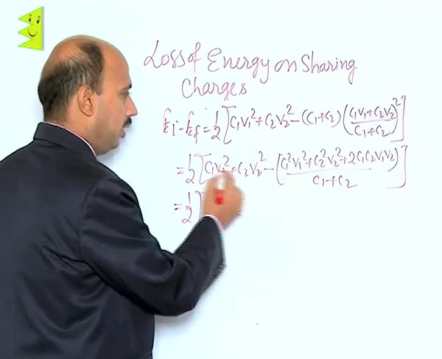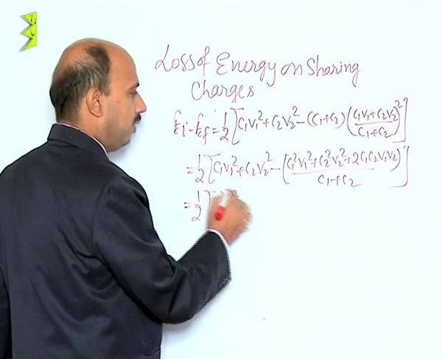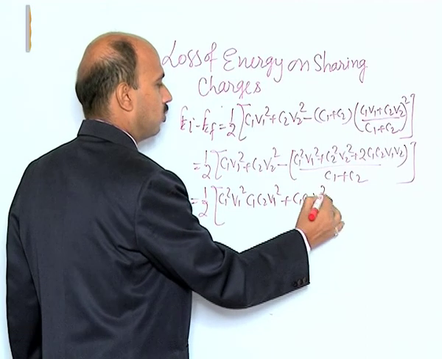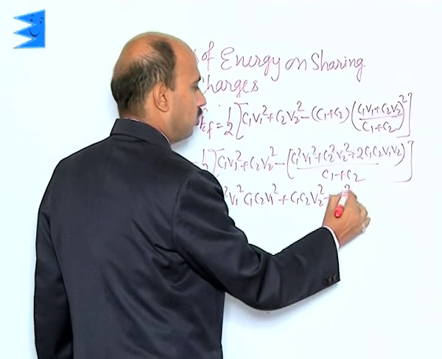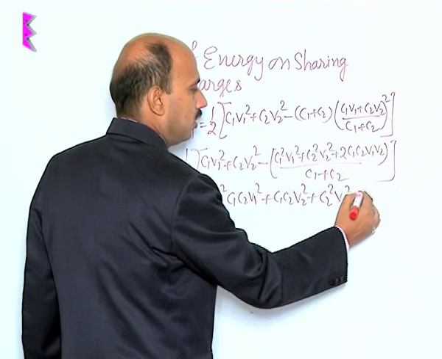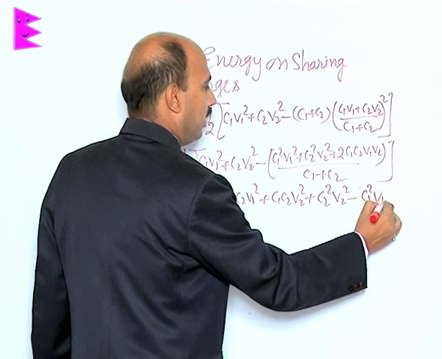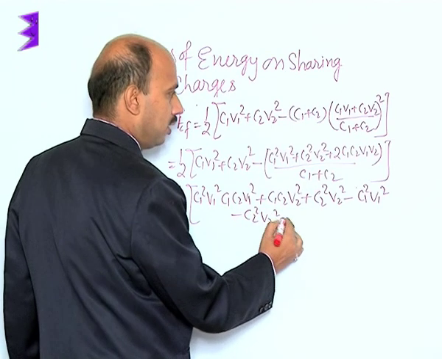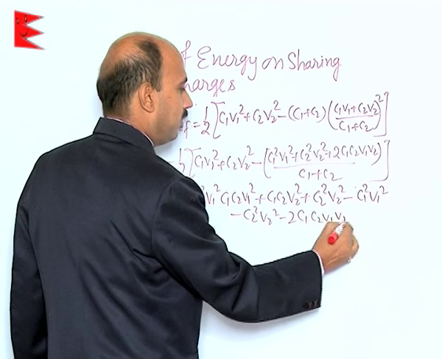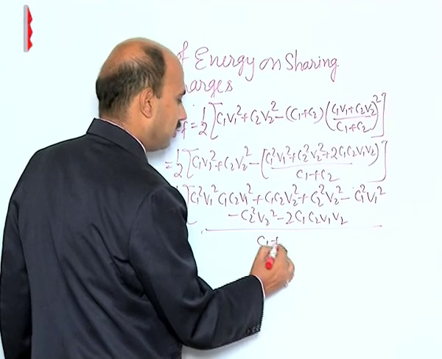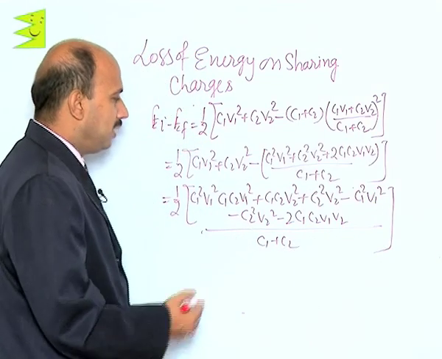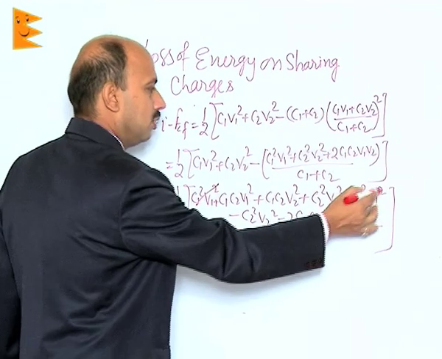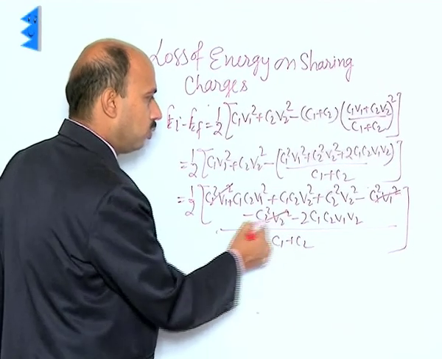Half, and when we take the LCM, it is C1 square V1 square plus C1 C2 V1 square plus C1 C2 V2 square plus C2 square V2 square minus C1 square V1 square minus C2 square V2 square minus twice of C1 C2 V1 V2, and this whole divided by C1 plus C2. Now, many things will get cancelled over here. We can cancel this one, and we can cancel here also this one and this one.